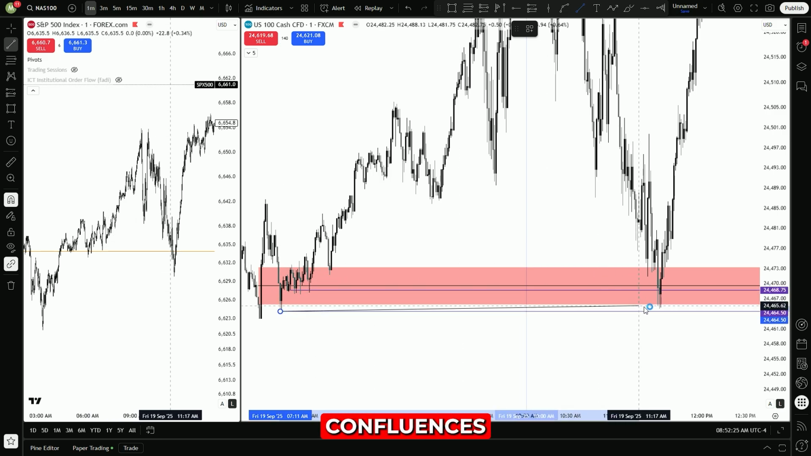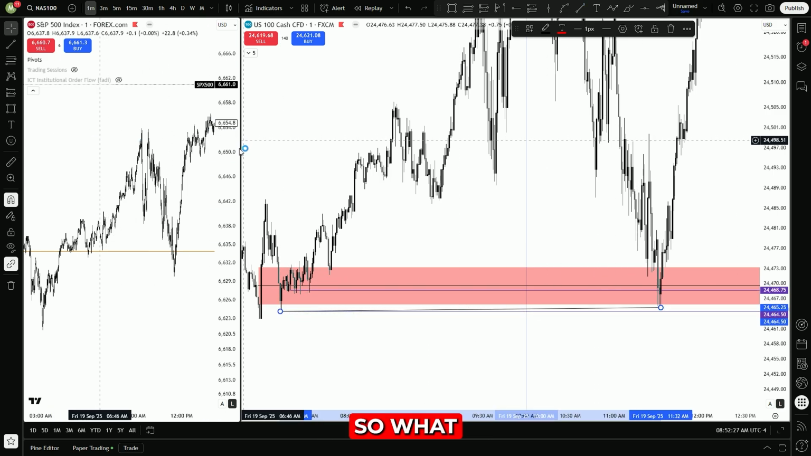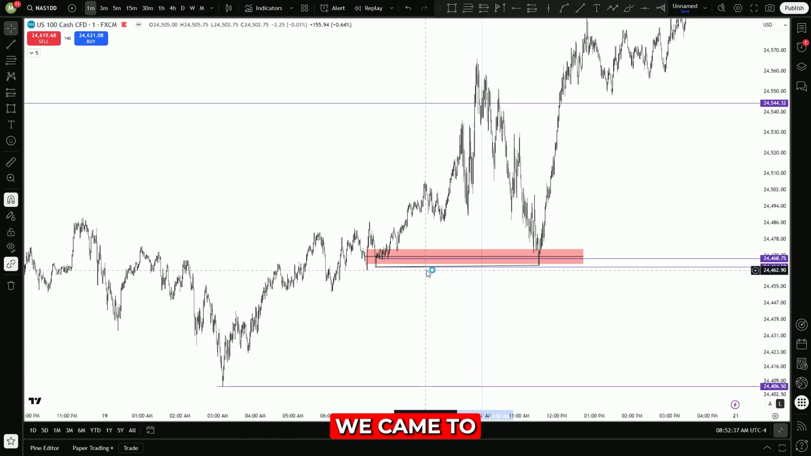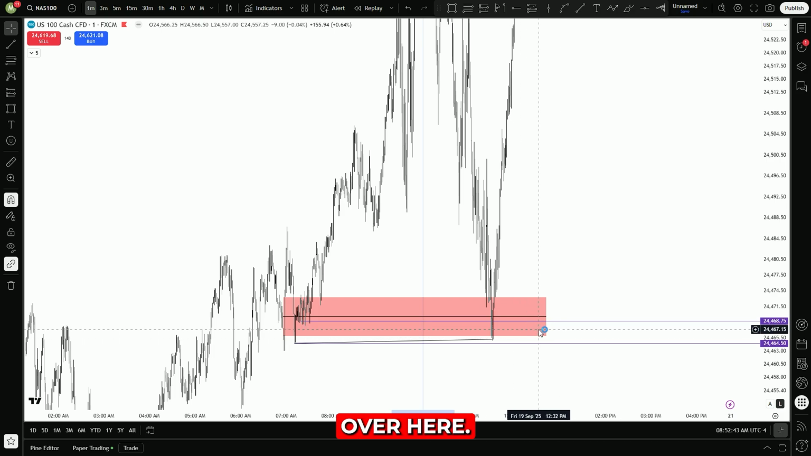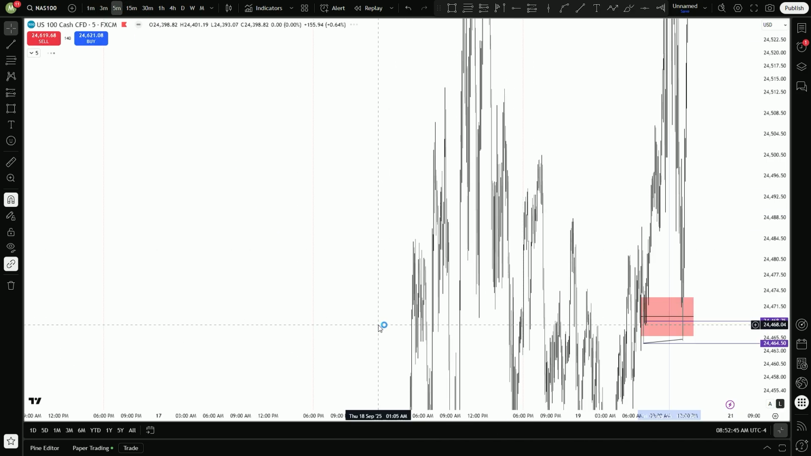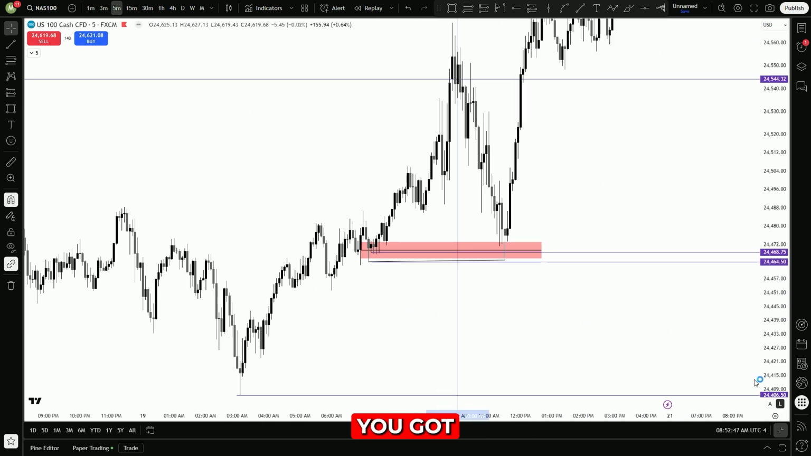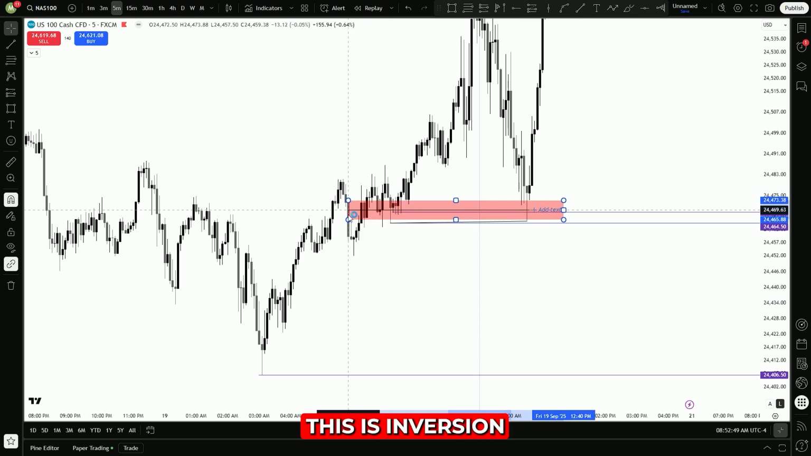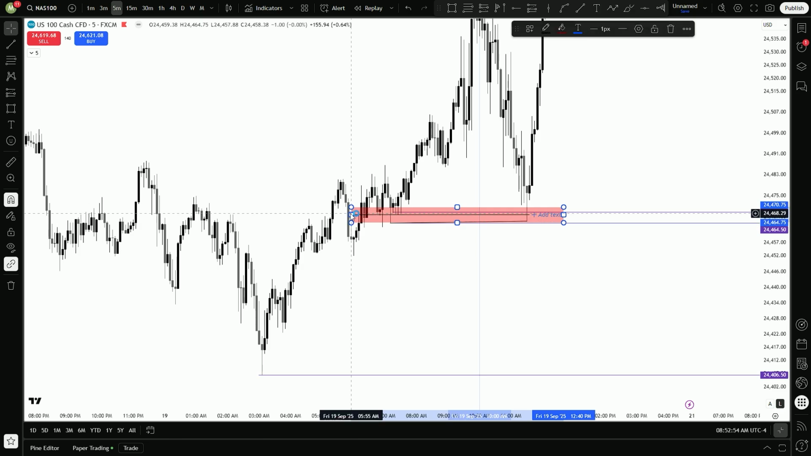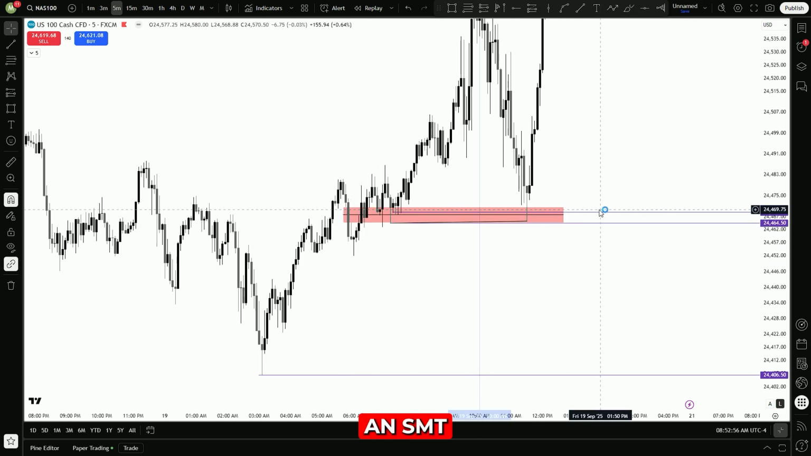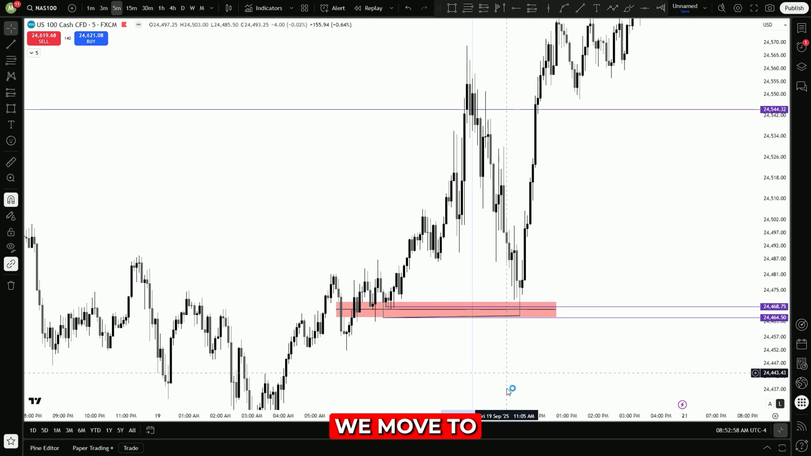Now this is how you're going to combine your confluences. So what we did, we came to the equilibrium of the zone, we tapped and created an SMT over here. And if you go toward the 5 minute, let me see, on 5 minute you got the wicks, but on 5 minute this is the inversion that is getting respected. Again and again, we created an SMT.